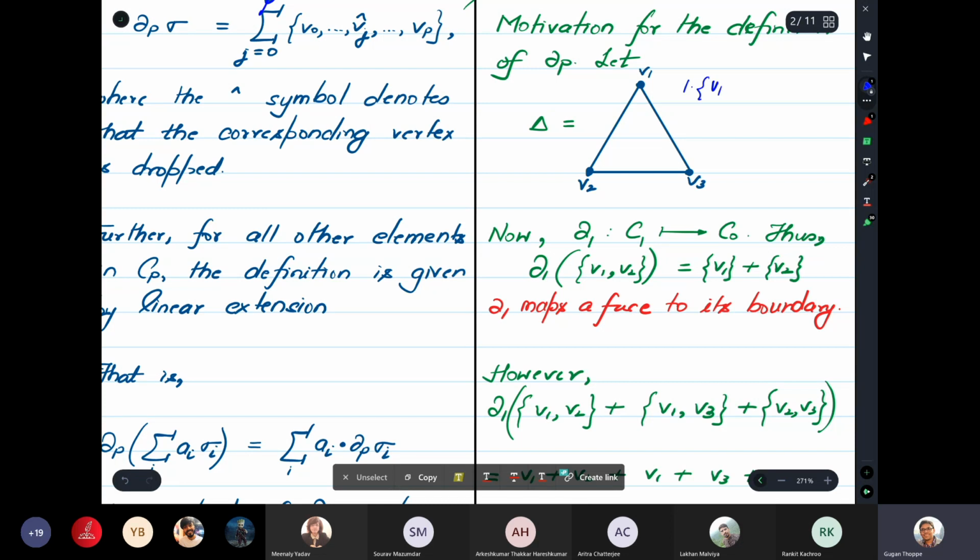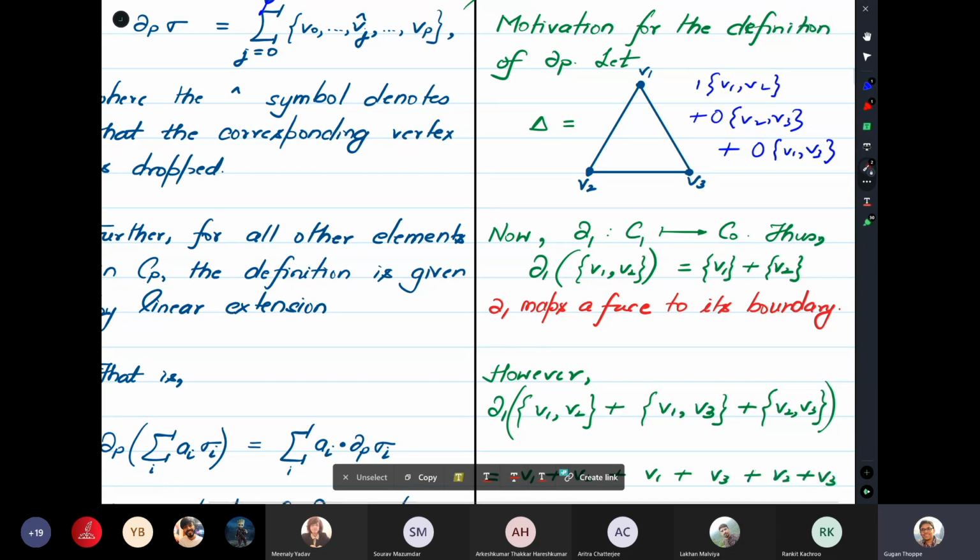So this is 1 V1 V2, plus 0 V2 V3, plus 0 V1 V3. You can see that one can interpret this as a 1 chain. I am giving this 1 chain as input to daba 1, and I am claiming that the output is this 0 chain. How have I obtained this 0 chain? Notice that in this input there are 2 vertices, so I drop one vertex at a time, and whatever I am left with I write over here.